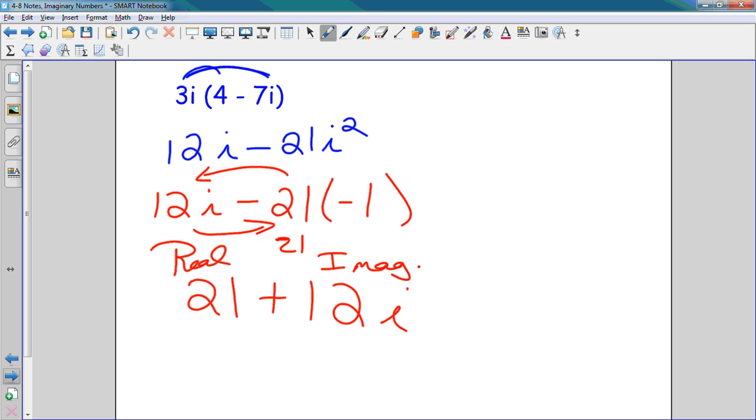Where'd I lose you? Who did I lose? Real number first, imaginary number second. We'll do a lot more. There's 16 pages of these. I multiplied by negative 21, and I got positive 21. Negative 1 times negative 21 gives me positive 21. This is like 12i plus 21, then I change the order. See that? Yep.